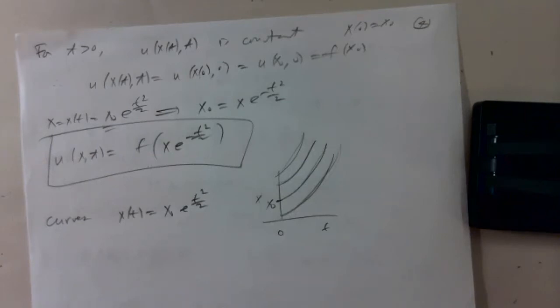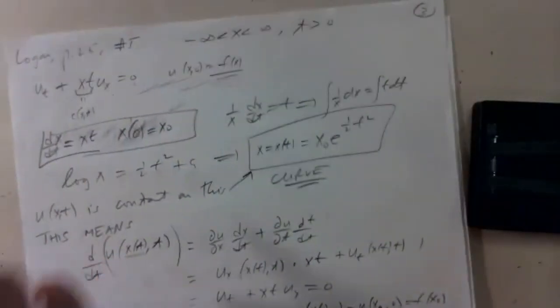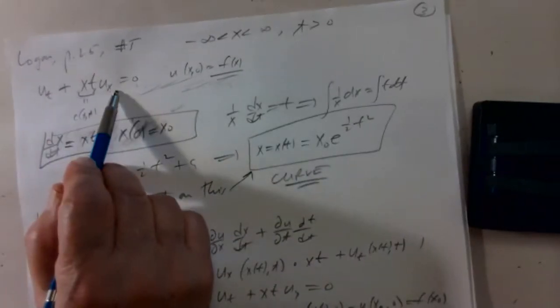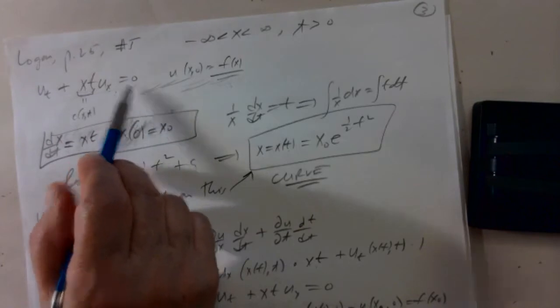So let me do more problems. Let me just keep doing more problems. So this problem 5 had 2 parts. The first part was to solve the homogeneous equation. The second part was to solve the inhomogeneous equation when the right-hand side was equal to t. So let's take a look at that.